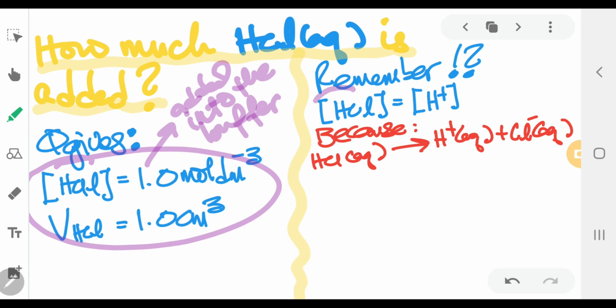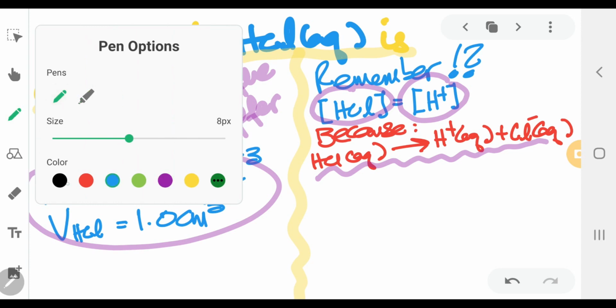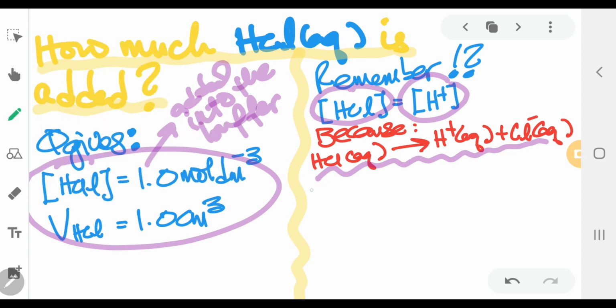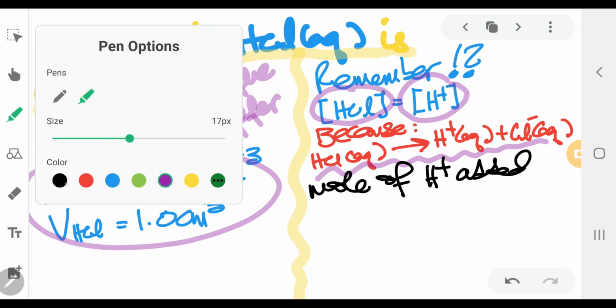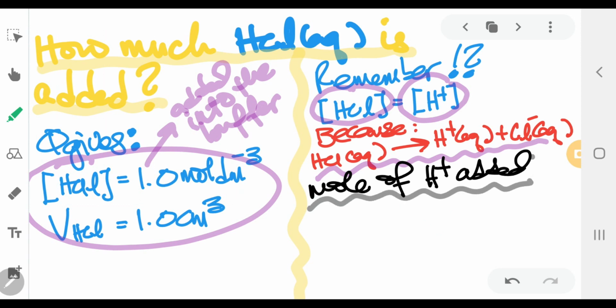Remember that concentration of HCl will be the same as the concentration of H+. The reason is because strong acid will be fully dissociated in aqueous solution. So we need to find the number of mole. What is the mole of H+ added? So this is the most important thing we need to find now.